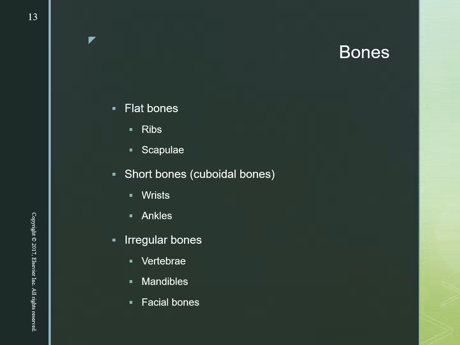Then we have the flat bones, which are the ribs and the scapulae, and there's a spongy layer of bone between them. And then there's the short bones, such as the ones of the wrists and the ankle, and they are called cuboidal bones. And then we have our irregular bones. Those are the vertebrae, the mandible, and the facial bones.